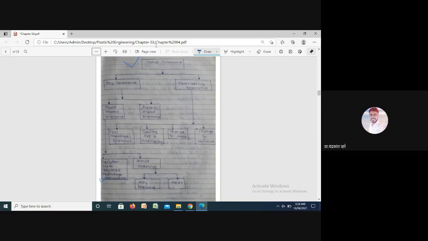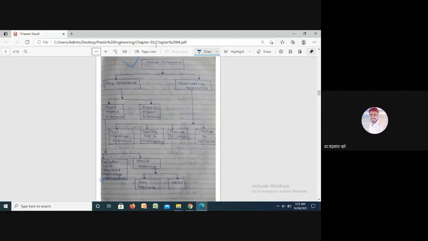So the overall things are related to the tolerances. How to maintain the tolerances while manufacturing the plastic product, meaning while designing from mold design to the finishing operation. So in the whole cycle, how to maintain the tolerances up to the benchmark.